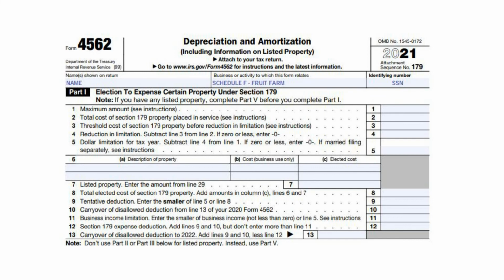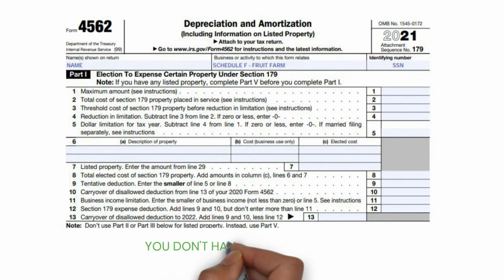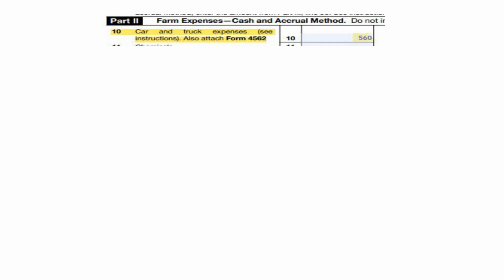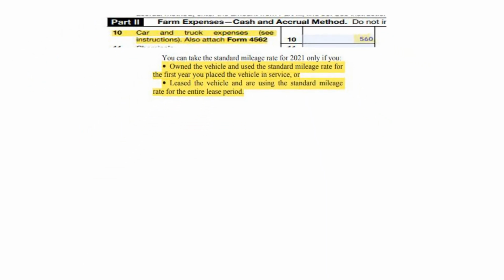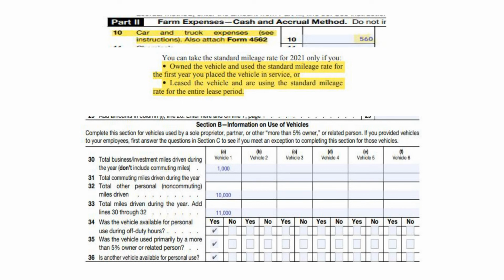Since we had car and truck expenses on Schedule F, we also need to complete Form 4562. At the top of the form, put your name and the business or activity to which this form relates, and your Social Security number. When you take car or truck expenses, you can deduct the actual expenses of operating your car, or you can use the standard mileage rate. In this example, we use the standard mileage rate, which is 56 cents per mile.